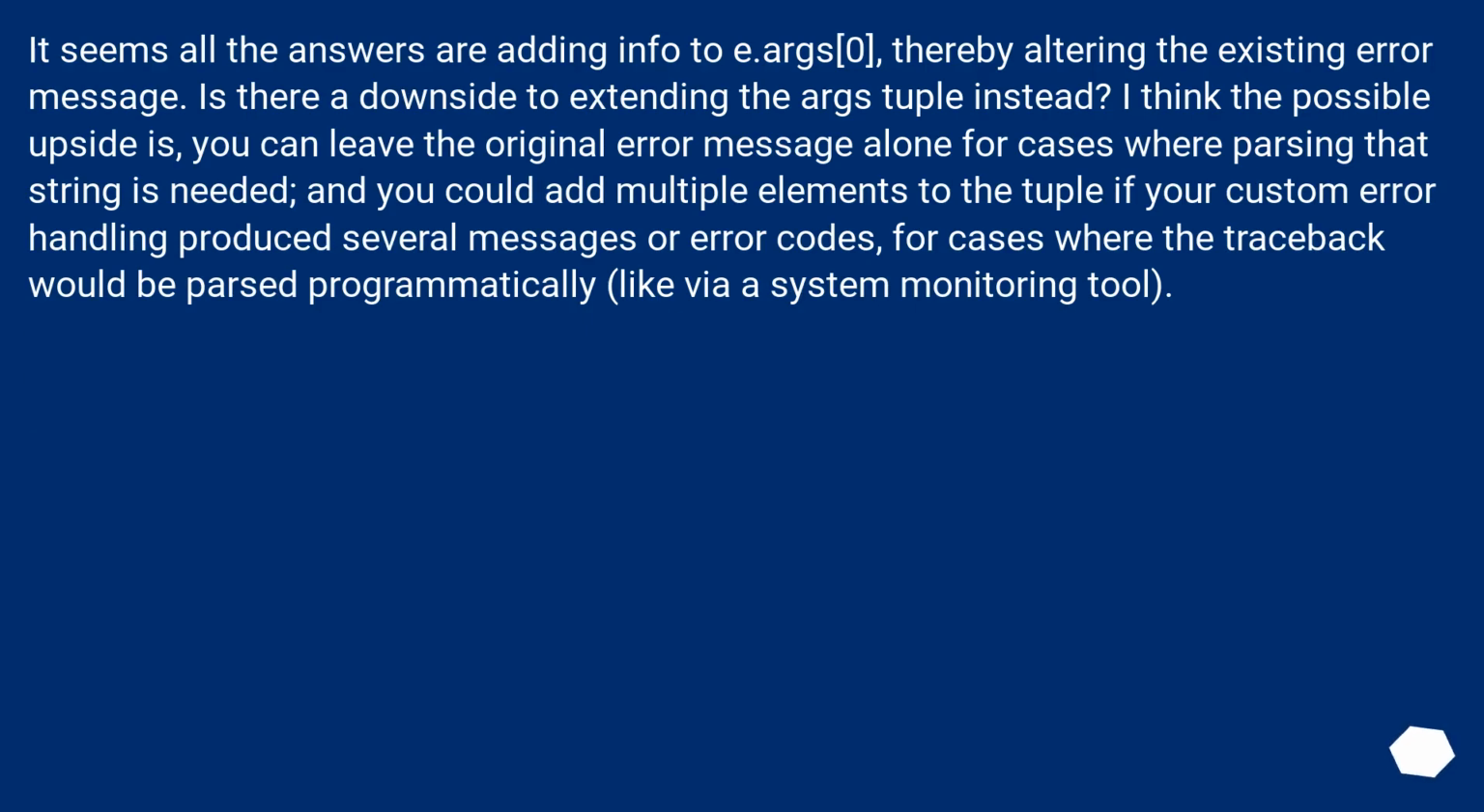It seems all the answers are adding info to e.args[0], thereby altering the existing error message. Is there a downside to extending the args tuple instead? I think the possible upside is, you can leave the original error message alone for cases where parsing that string is needed, and you could add multiple elements to the tuple if your custom error handling produced several messages or error codes for cases where the traceback would be parsed programmatically, like via a system monitoring tool.